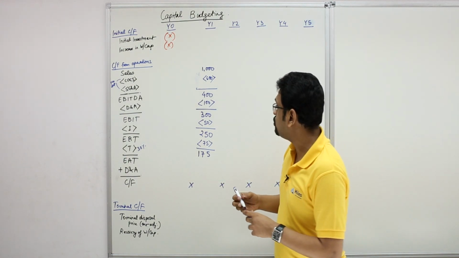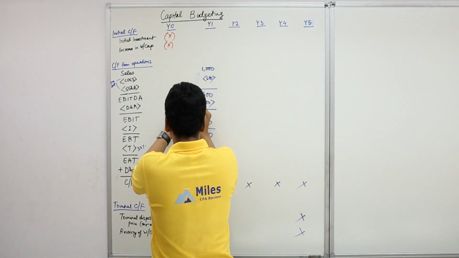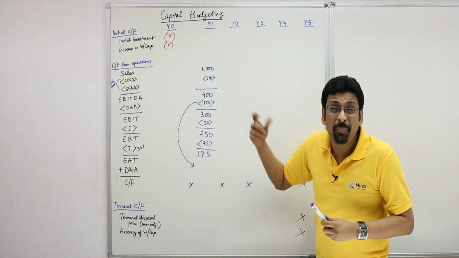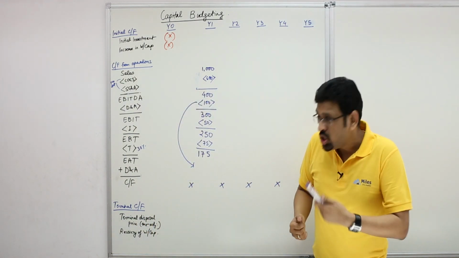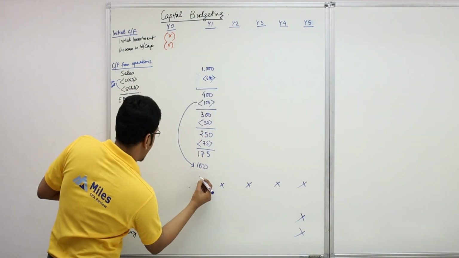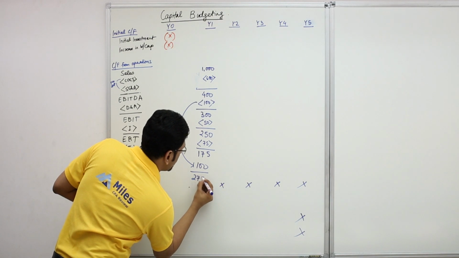Now what you do is you add back this depreciation and amortization. So you subtracted, but I said cash never went out. So we add it back here, which gets us to the cash flow number of 275.